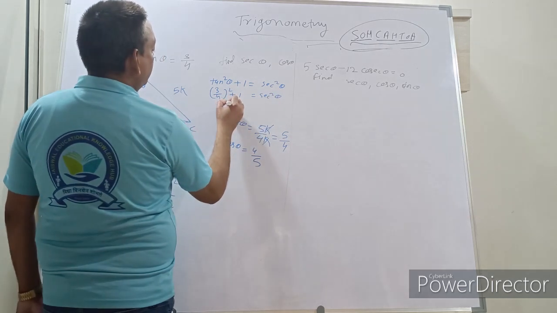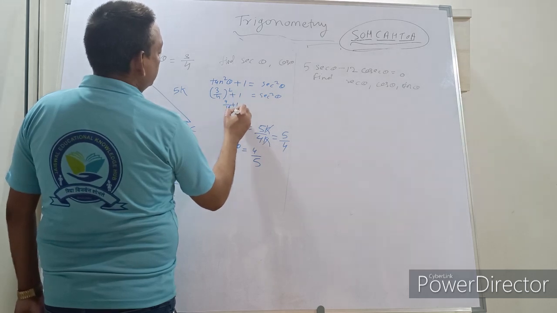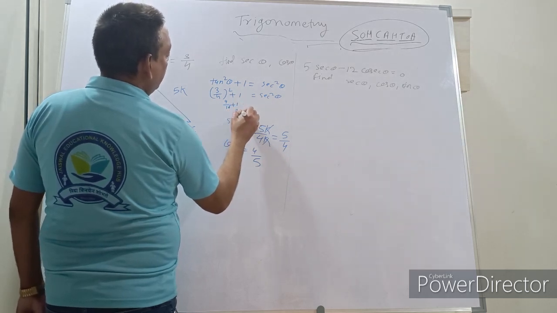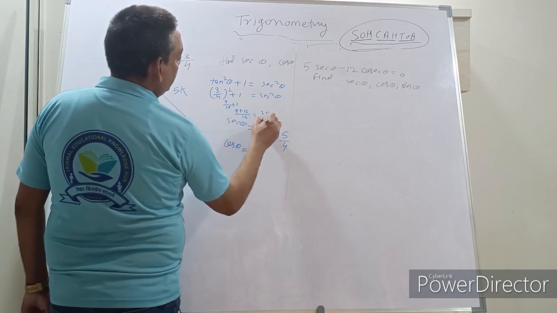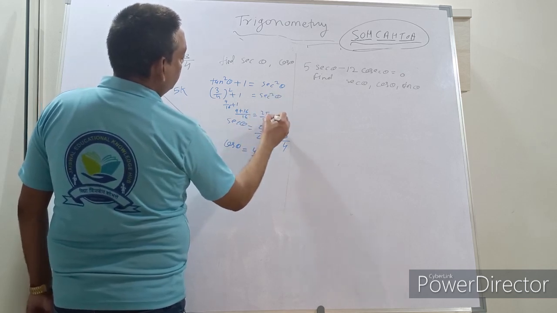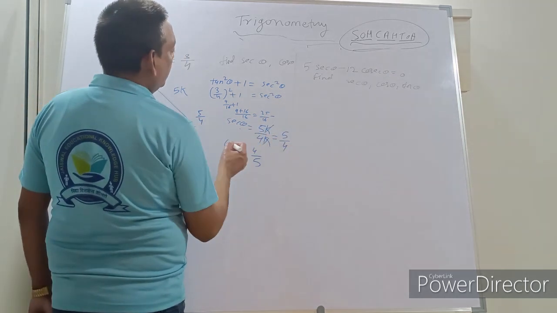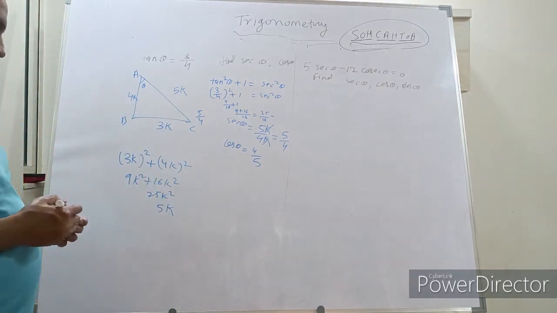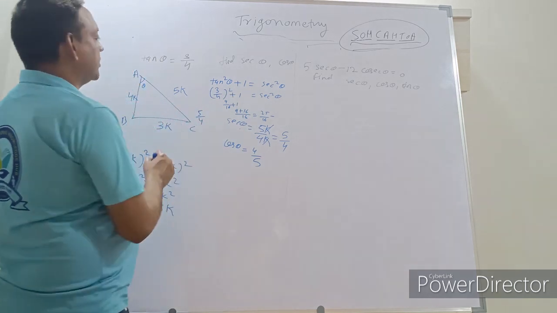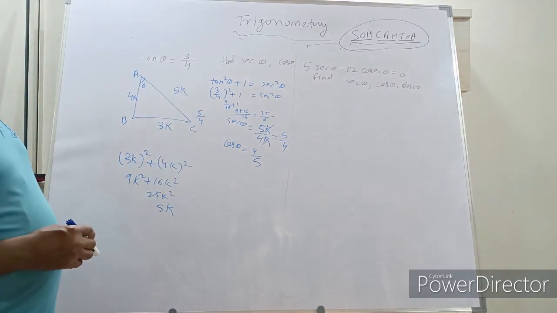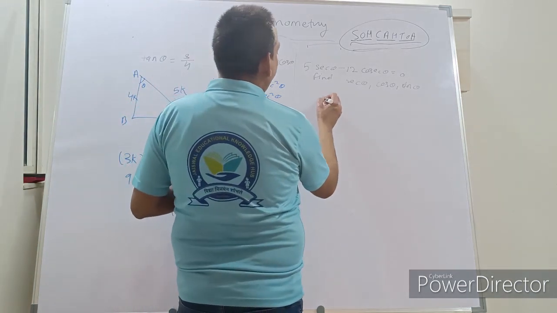So this becomes 9 over 16 plus 1. Now take the LCM, so 9 plus 16 upon 16, that becomes 25 upon 16. If you take the square root of this, that becomes 5 upon 4. So the value of sec is 5 upon 4, and then you can find the remaining also. So this is by using the identity, and the earlier one is by using the triangle method.